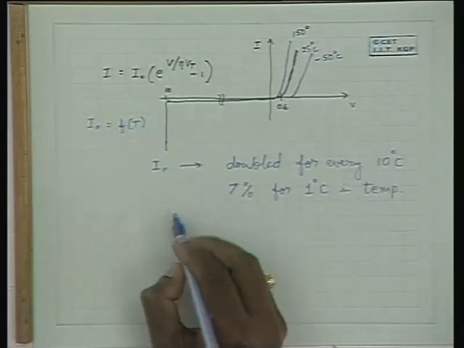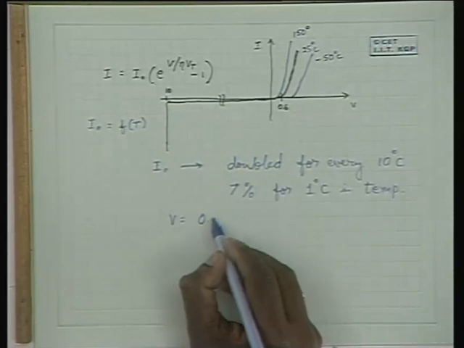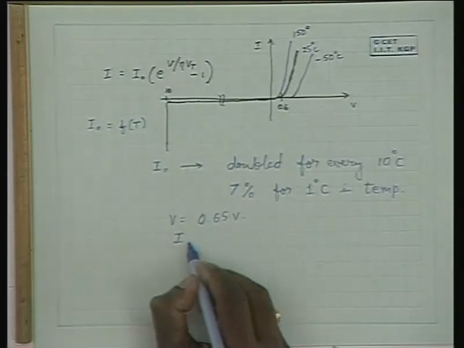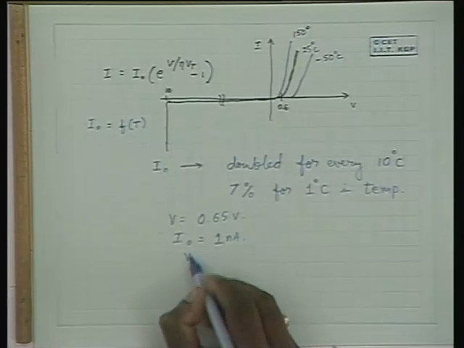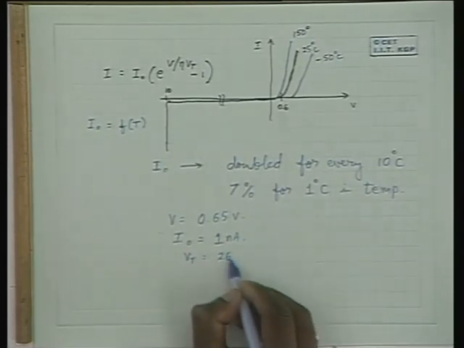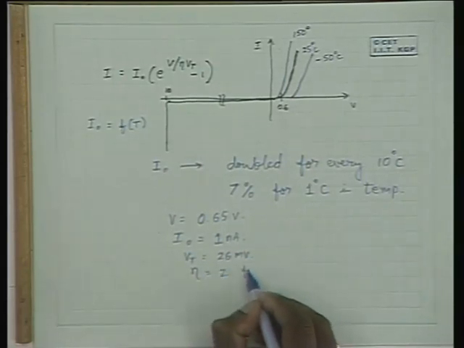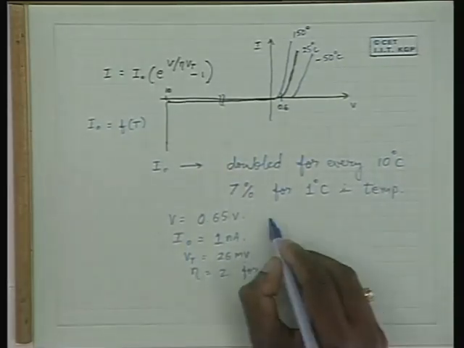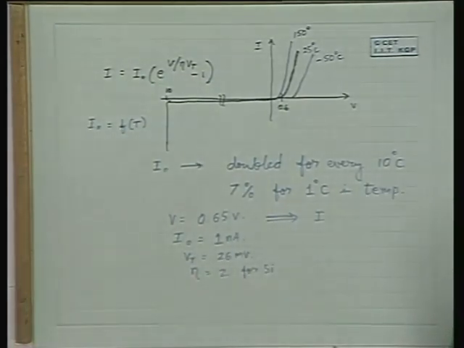For instance, if I give you the voltage V as say 0.65 volts, and I naught as 1 nanoampere, and you know that Vt is of the order of 26 millivolts, and eta is equal to 2 for silicon, you can find out how much is the current corresponding to 0.65 volts of voltage applied across it.